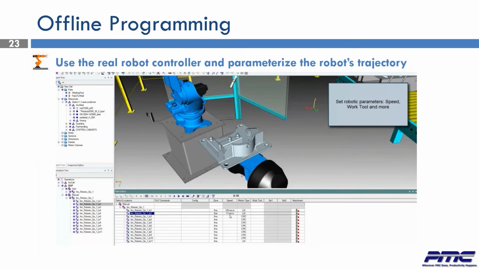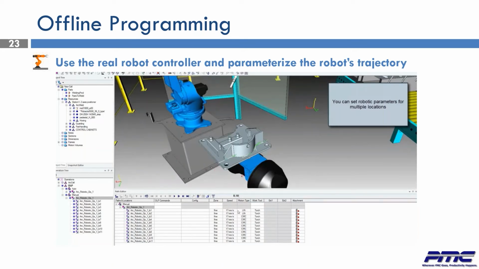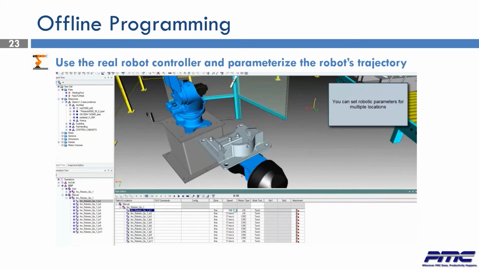So here we enter the robots' offline programming stage. This is a very important phase where we connect our robot with the real robot controller. So here we parameterize its trajectory with speeds, with types of movements, with release signals, axis configuration, and the robot logic, in order to export this program and load it to the real robot.